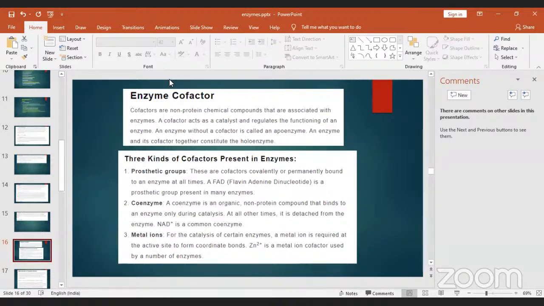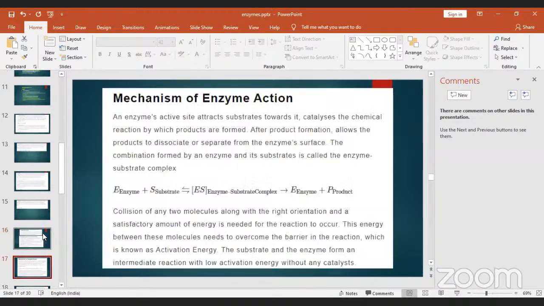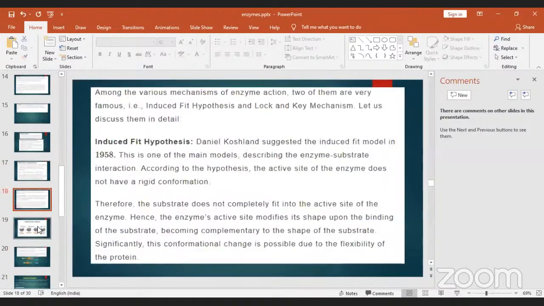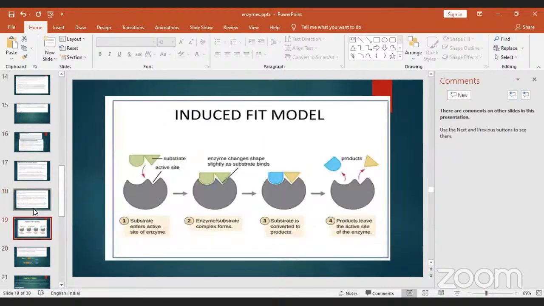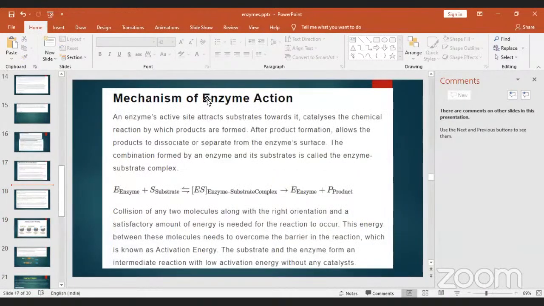Okay, these are the kinds of cofactors present in the enzyme. Next, mechanism of enzyme action.